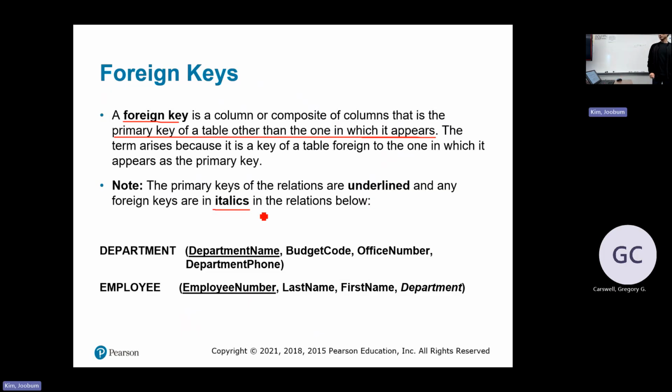In this PowerPoint material, a foreign key is written in italic, and underline means the primary key. We have 2 relations, department and employee. Underlined means department name is the primary key, and in the employee relation table, employee number is the primary key. Department is italic, which means foreign key. So the 2 relation tables are tied together: the foreign key department is mapping to the department name in the department relation.